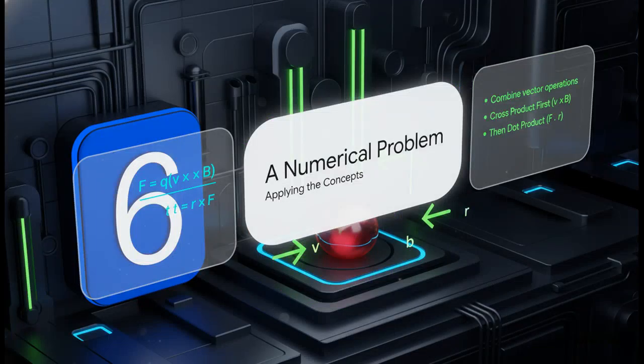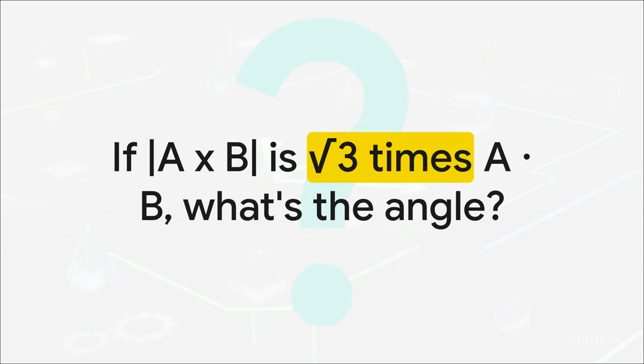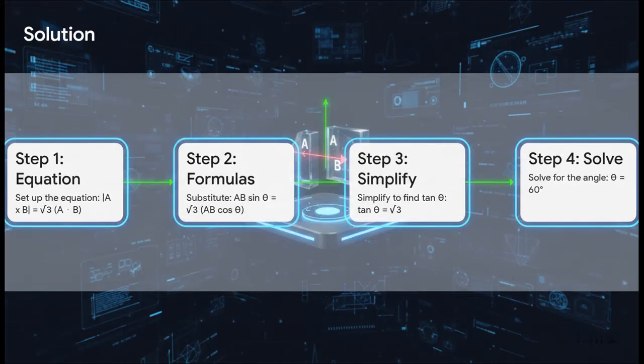Okay, time to put all this knowledge to the test. Let's walk through a pretty common type of problem, one that actually connects the cross product and the dot product. So here's the puzzle. We're told that there's a relationship between the size of the cross product and the size of the dot product. Our job is to use that clue to figure out the angle theta between those two original vectors. Let's just take this one step at a time.